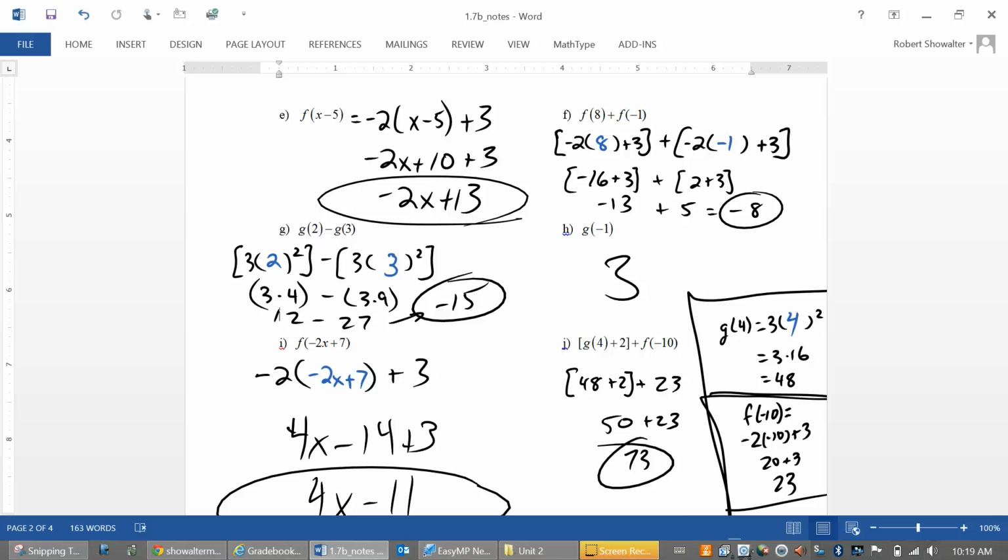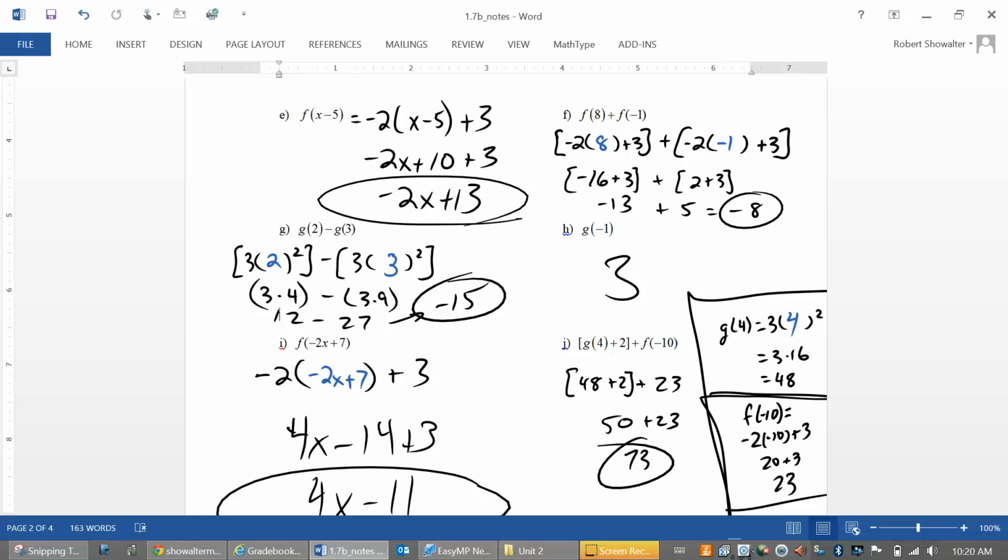We're going to take 4, stick it in G, and see what happens. Okay? We get a number. We're going to then add that to 2. Okay? And at the tail end, we're going to add that to taking negative 10, sticking in F, and whatever we get from that number.